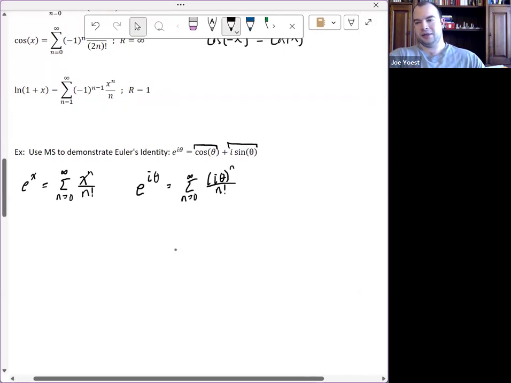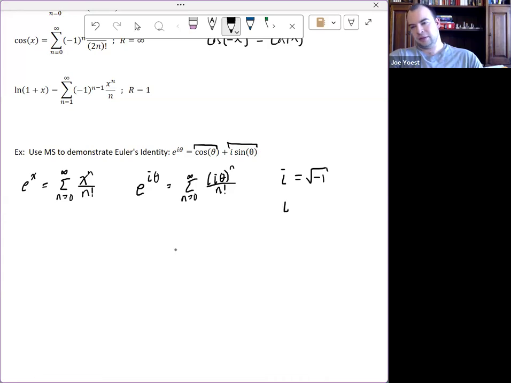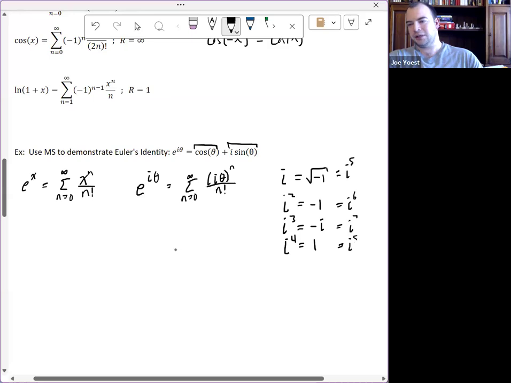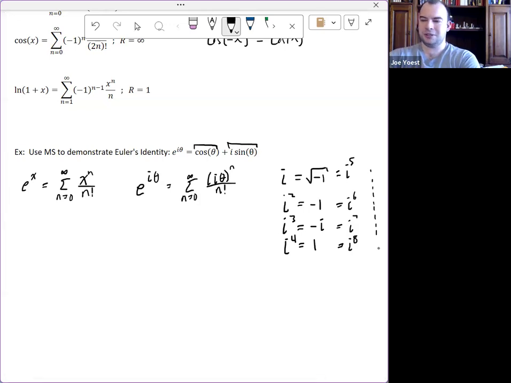Now, one thing I need to remember is that i is like square root of -1 more or less. i squared then is -1. i cubed is i squared times i, or negative i. i to the fourth is 1, and then i to the fifth is i again. And then i to the sixth is i squared, and so on. So the powers of i have this kind of cyclic nature. So i to the fourth, i to the eighth, i to the 12th, i to the 16th, those are all going to be 1. Or i squared, i to the 6th, i to the 10th, i to the 14th, they're all going to be -1, for instance.